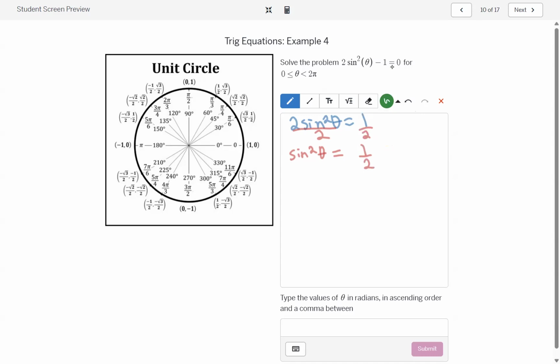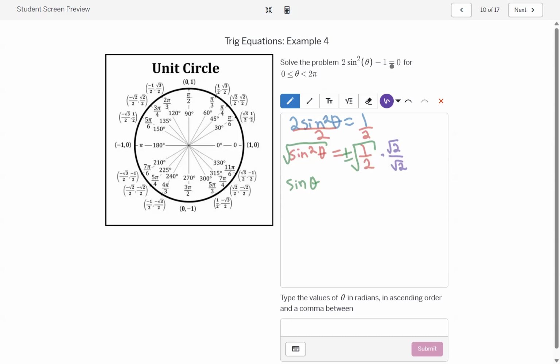Now, what do I do to get rid of the squared? Yep. Now, what do we have to remember with square roots? Yep. So we technically have 2 different equations now, 2 different solutions. Sine of theta could be the positive square root of 1/2. Now, before I write that though, because square root of 1/2 is not on the unit circle, we're going to make a little adjustment.